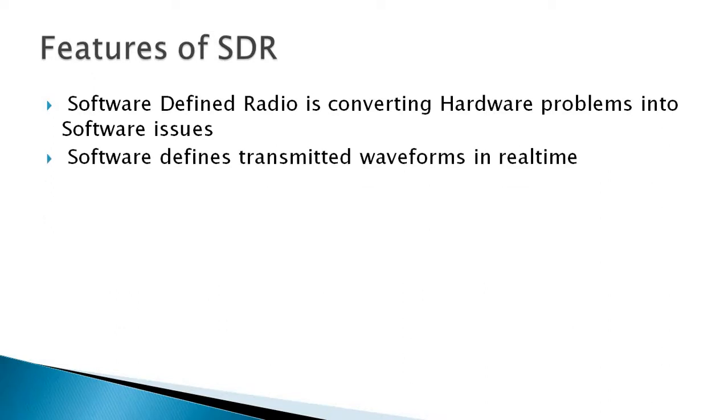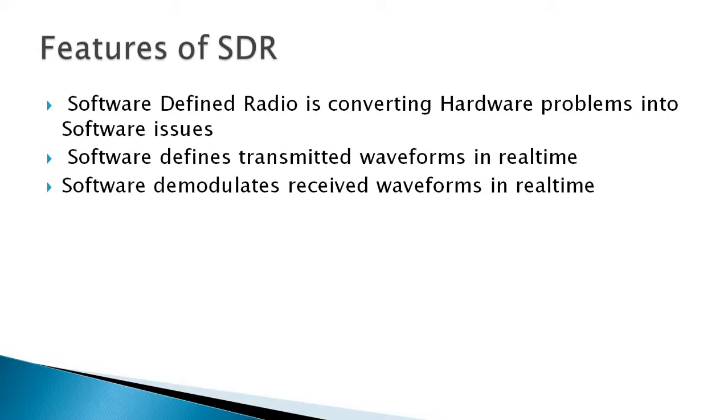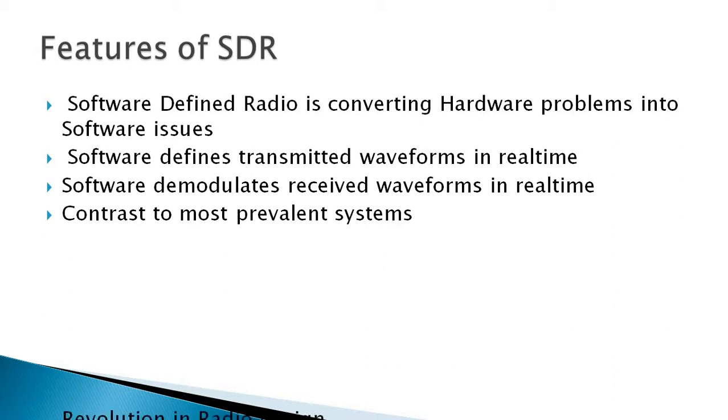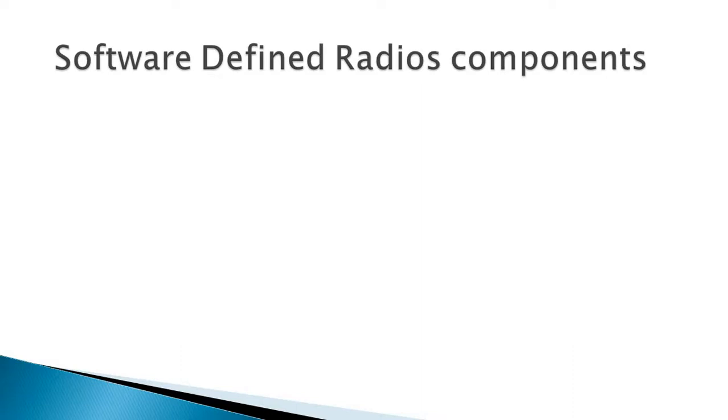Software defines transmitted waveforms in real time. So in real time we can also receive the signal. We will discuss this when we talk about the applications of the SDR. Software demodulates received waveforms in real time, so it also demodulates the waveforms it has received. In contrast to the most prevalent systems, this is a revolution in radio design.